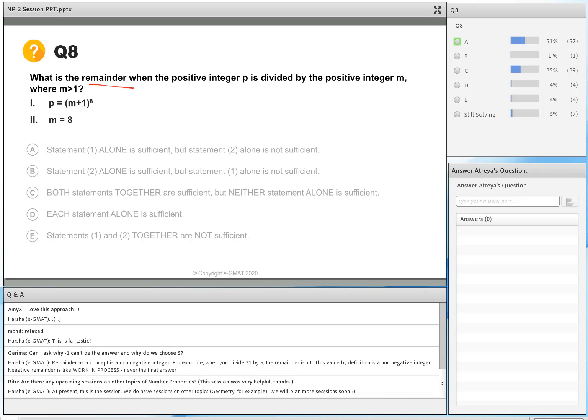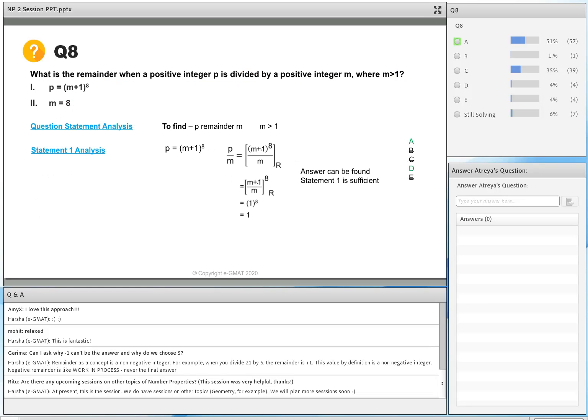Now, what is the remainder when the positive integer p, so p is a positive integer, when divided by a positive integer m, so m is also a positive integer where m is greater than 1. So we have 3 constraints: p, m, both are positive integers and m is greater than 1, right? So we first try to understand what the question statement is saying to us. I need to understand what is the remainder when p is divided by m, right?